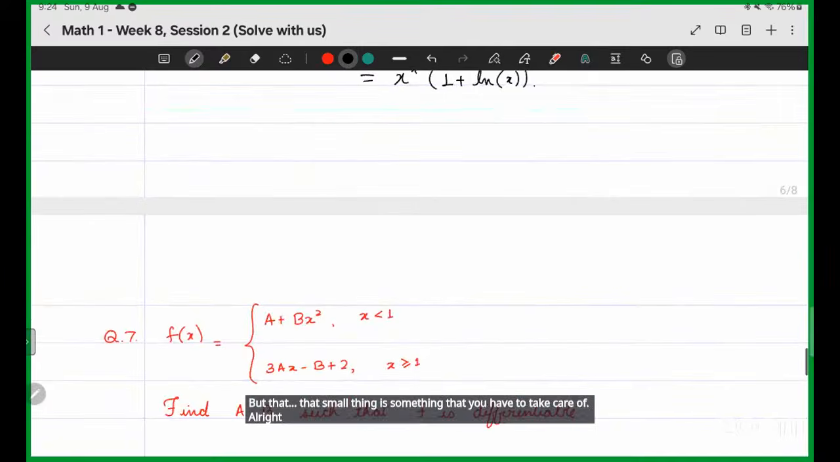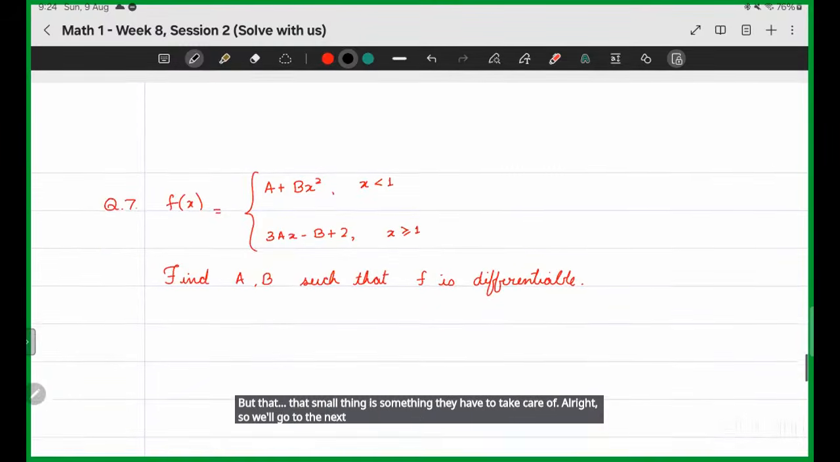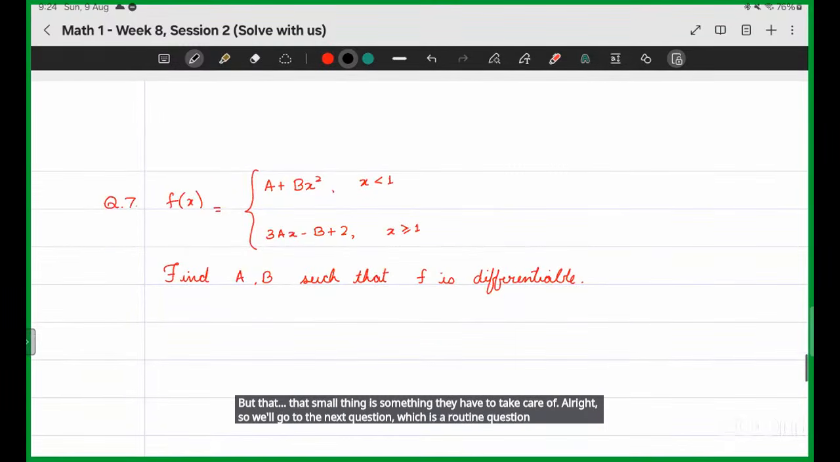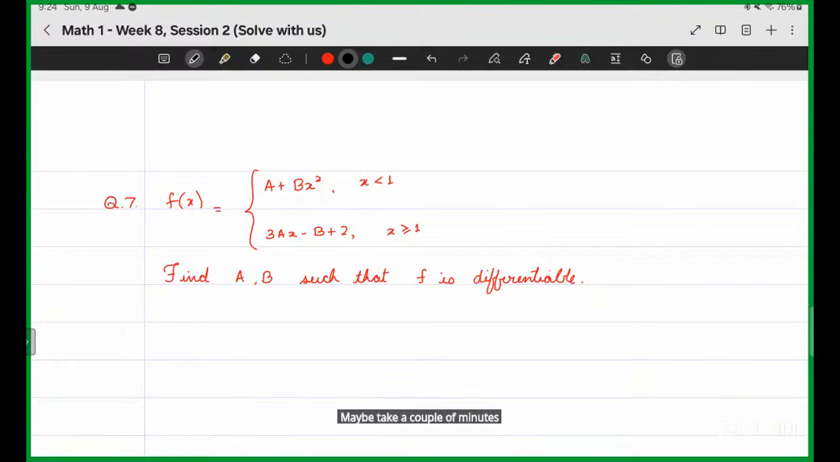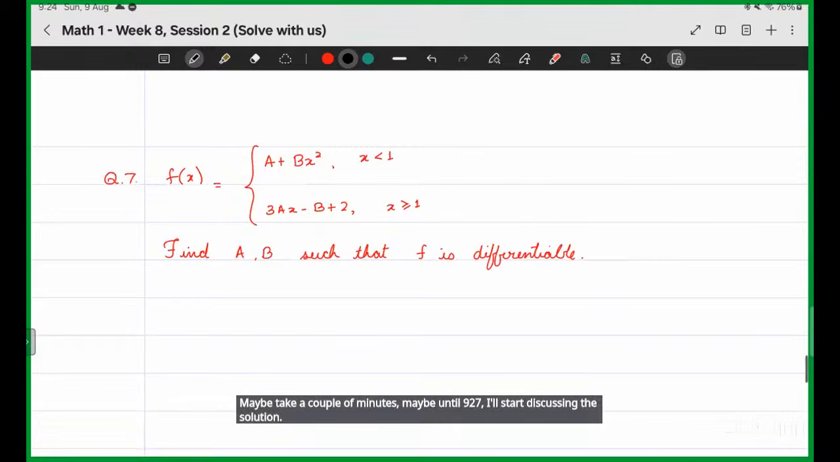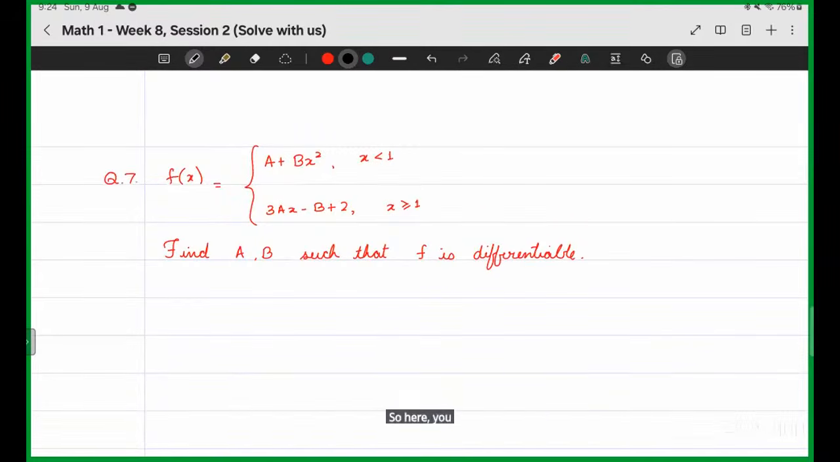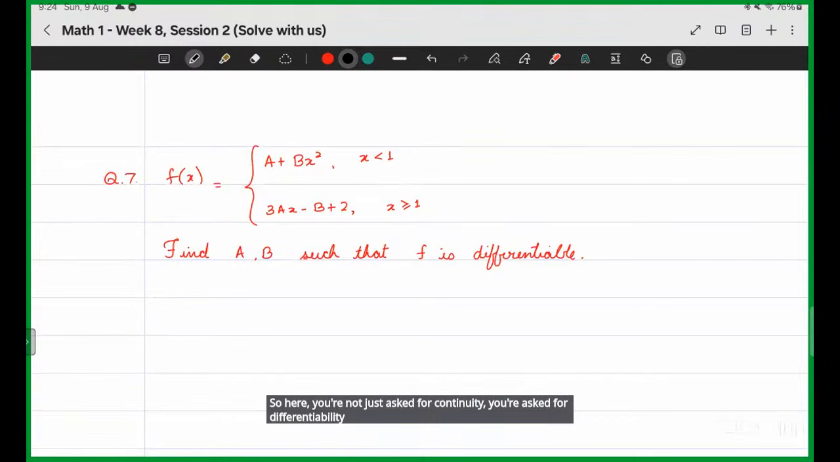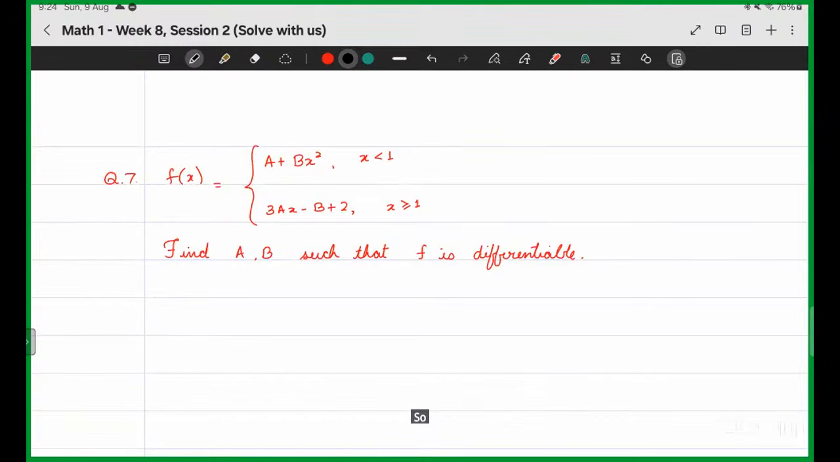All right, so we'll go to the next question, which is a routine question. Maybe take a couple of minutes, maybe until 9:27, I'll start discussing the solution. So here you're not just asked for continuity, you're asked for differentiability. So yeah, try this problem and then we'll discuss this.